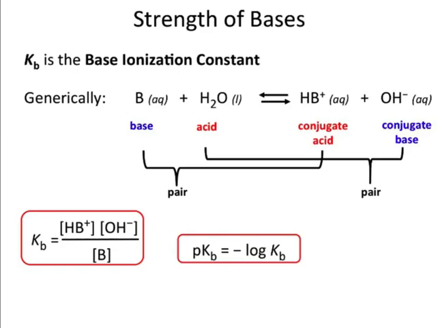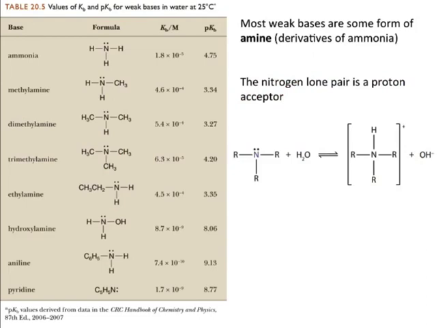You can talk about pKb, which is just the negative log of Kb, and then you can do it the other way around: Kb is equal to 10 to the negative pKb. Just like we did for Ka, except now we have a different equation that's specific to bases. You can look these up in tables. Here's a bunch of bases, here's their Kbs.